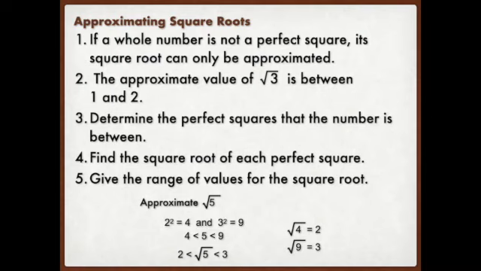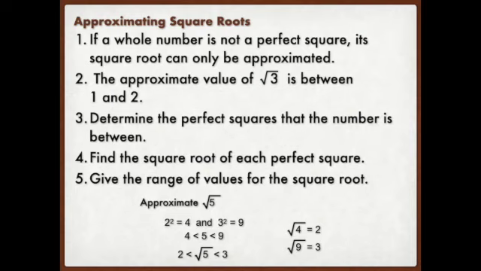And if we look at that, 4 is less than 5, and 5 is less than 9. So if I add square roots to all of those, the square root of 4 is still less than the square root of 5, and the square root of 5 is still less than the square root of 9. So really all we have to do when we're given a non-perfect square is think about what the perfect squares closest to it are.